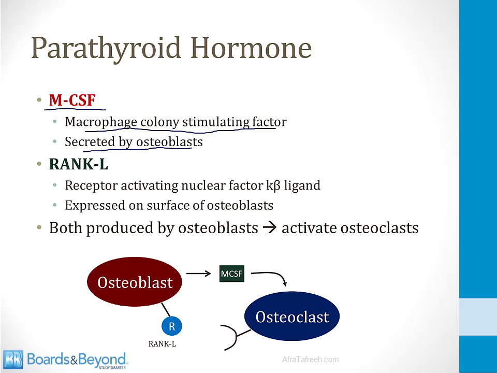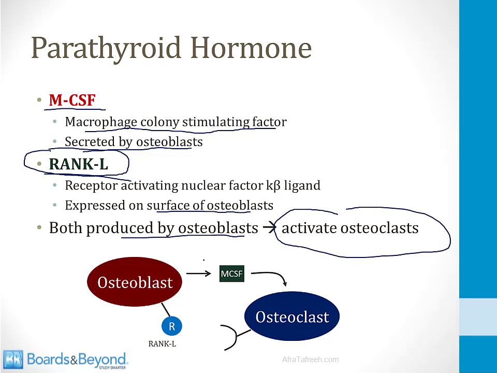Also, when stimulated by parathyroid hormone, osteoblasts will synthesize a surface receptor called RANKL, which stands for receptor activating nuclear factor Kb ligand. This is expressed on the surface of osteoblasts, and osteoclasts have receptors for RANKL so that they can bind and become activated. So both MCSF and RANKL are produced by osteoblasts, and this is the mechanism by which they activate osteoclasts.